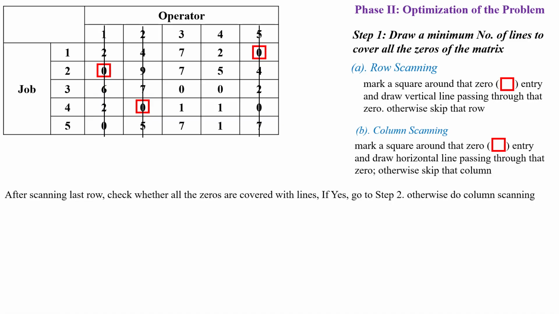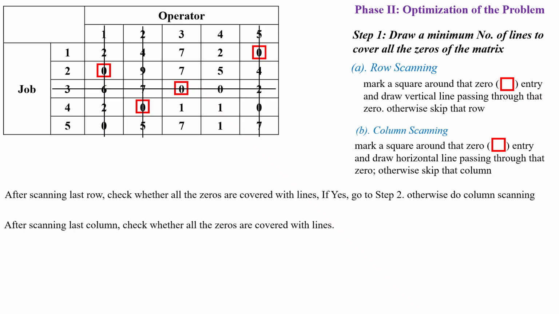In the first column, we already removed it by the row scanning. The second column also we removed. In the third column, there is only one 0. Then you have to mark a square around that 0 and draw a horizontal line. In the fourth column, there are no zeros, so we have to skip the fourth column. And the fifth column, we already removed in the row scanning. So now the column scanning is also completed.